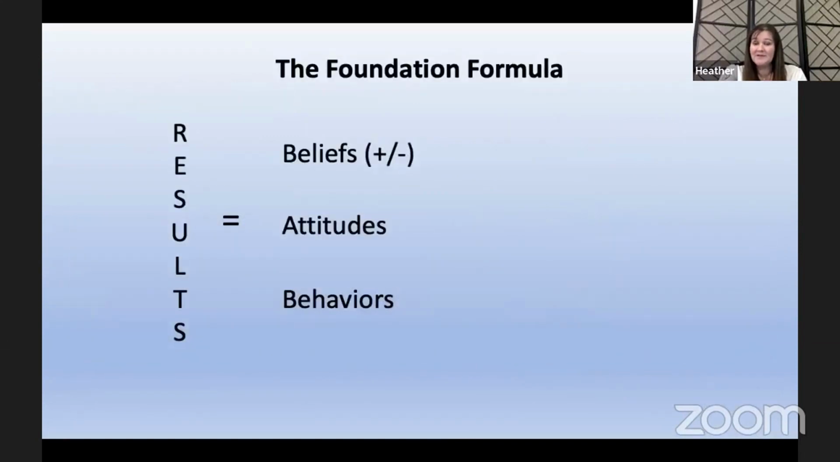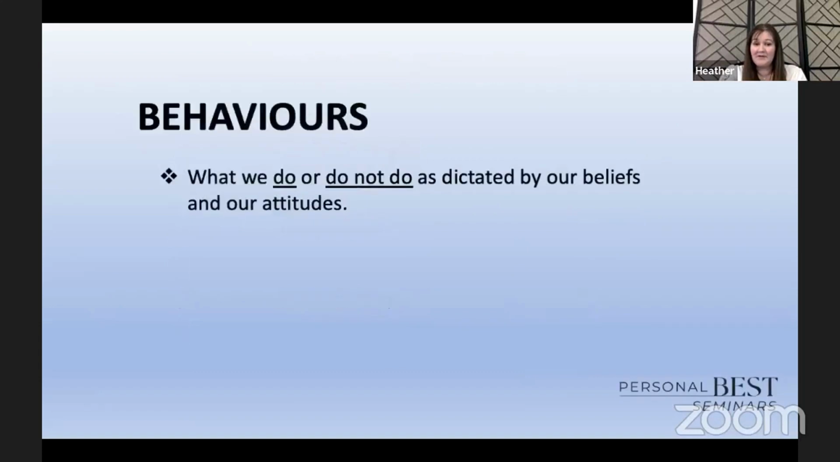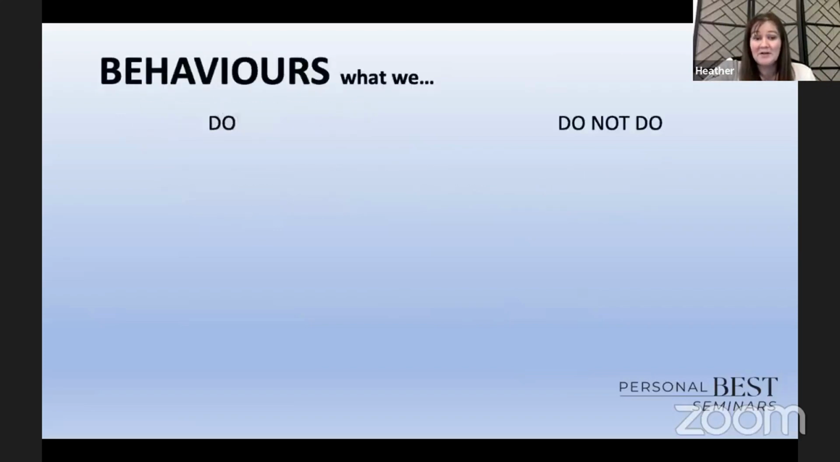So let's move on to behaviors. Let's have a look at the impact of our beliefs, which creates our attitudes, and now onto our behaviors. So as far as behaviors, let's start here. A behavior is anything that you do or you do not do as dictated by our beliefs and our attitudes. And that "do not do" is actually really important, because when I used to think of behaviors, I used to think it's the things that I do, but it's also the things that you do not do. So let's have a look.